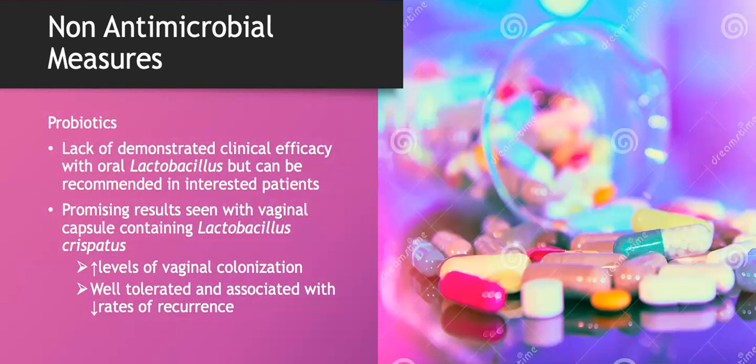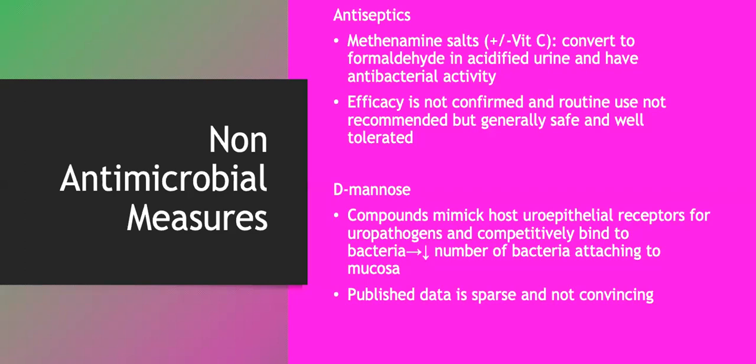Sorry, that was meant to be to decrease the levels of vaginal colonization. And then other non-antimicrobial measures include antiseptics, which include methenamine salts, which you can actually use in conjunction with vitamin C. These convert to formaldehyde in acidified urine and have antibacterial activity.